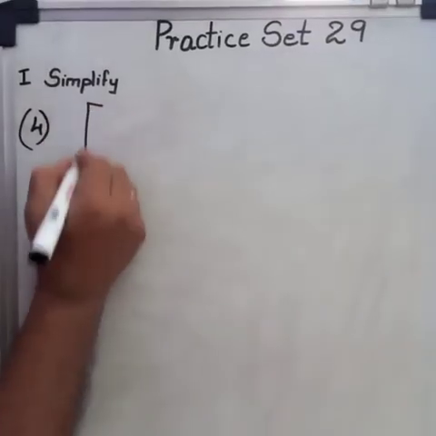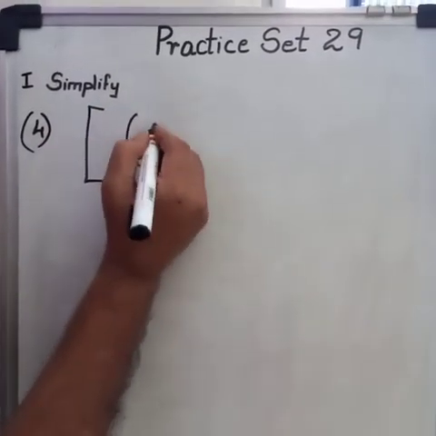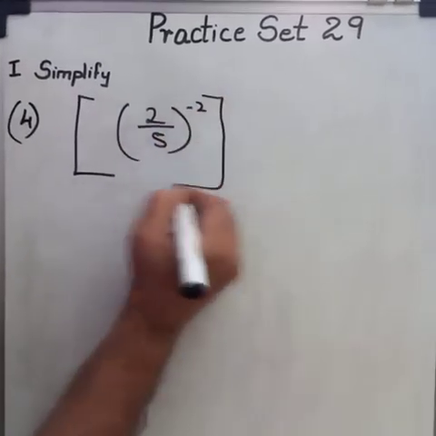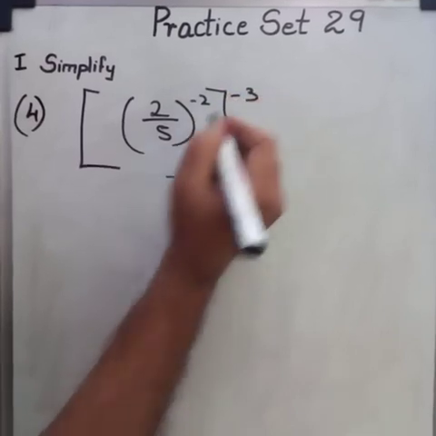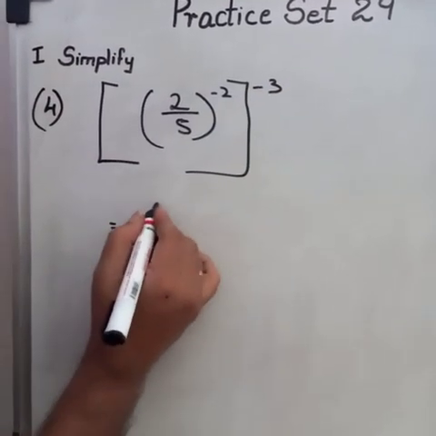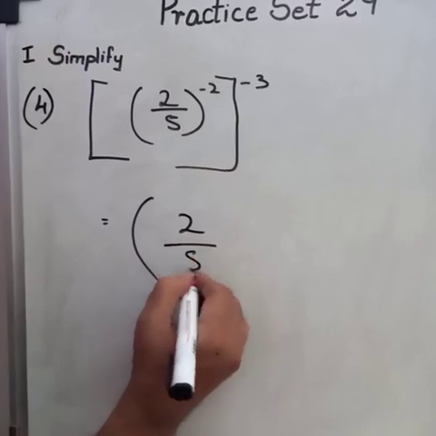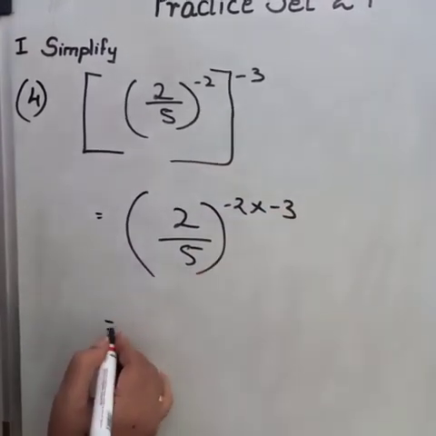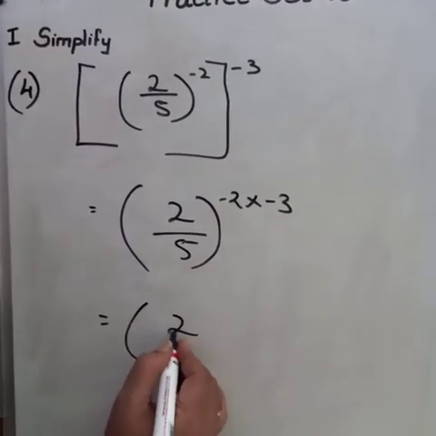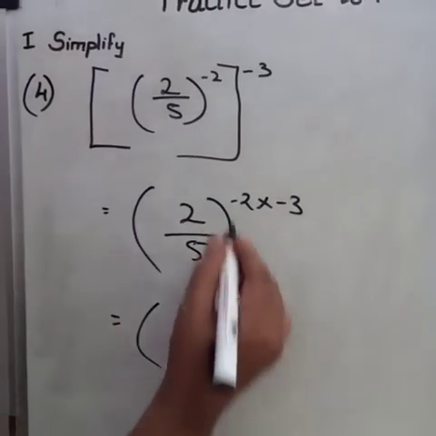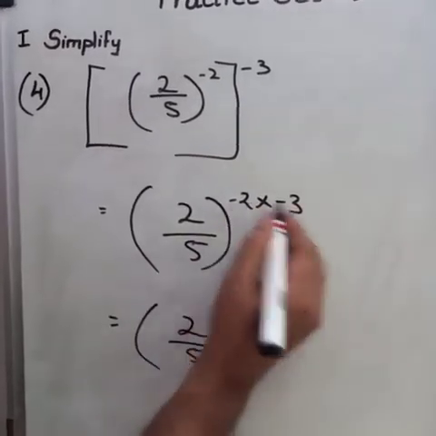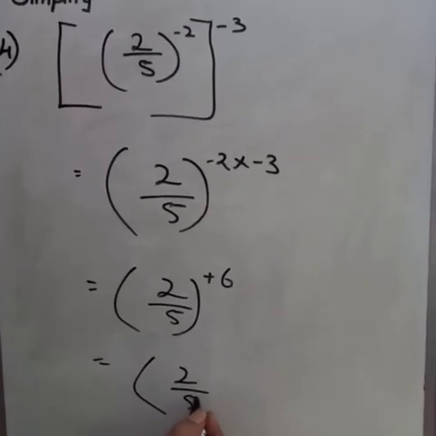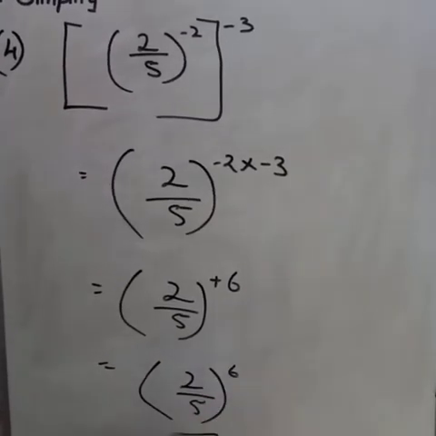Now we'll solve the fourth sum. 2 upon 5 minus 2, bracket out minus 3. So it will be 2 upon 5 minus 2 into minus 3. So your answer will be 2 upon 5, minus into minus plus, 2 into 3, 6. So answer 2 upon 5 is to 6.